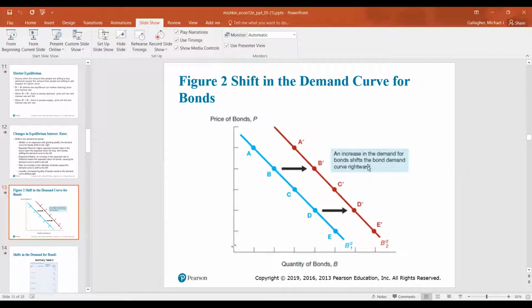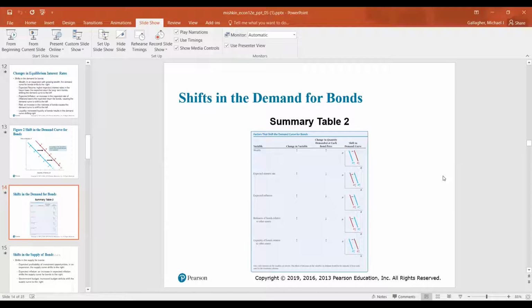This is what we see when we see the shift, right? This is a shift in the demand curve, an increase in the bond demand. I think we left off here, as someone mentioned. And this just shows a shift in the demand curve for all of these events: wealth, interest rates, inflation. If inflation goes up, the shift in the demand curve is down. All right, everybody cool?